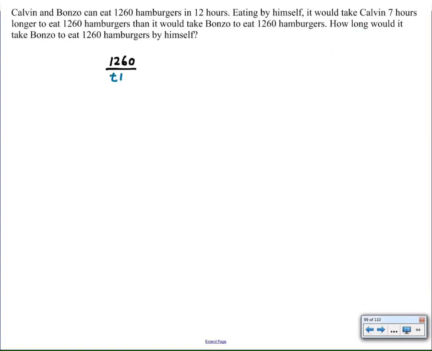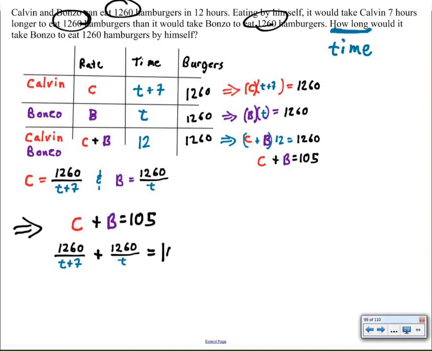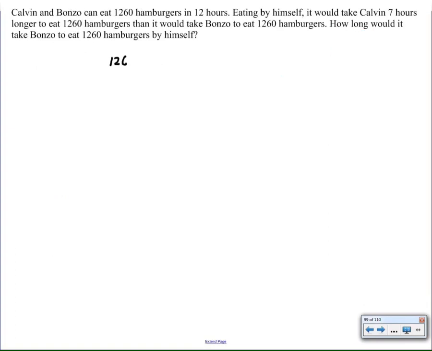Oops, that was unintended. Hold on a second here. Alright. So there it is. Basically, this C right here has been replaced with 1260 over t plus 7. This B right here was replaced with 1260 over t. So now I have an equation. There's only t's in it.